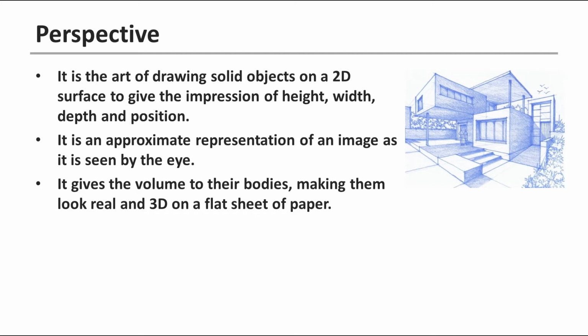In sketching, knowing perspective is very important in proportionately representing objects. It gives a three-dimensional feeling to a picture. It is a system of representing the way that objects appear in reality. It gives volume to their bodies, makes them look real and three-dimensional on a mere flat sheet of paper. Perspectives can be of 1 point, 2 points or 3 points.